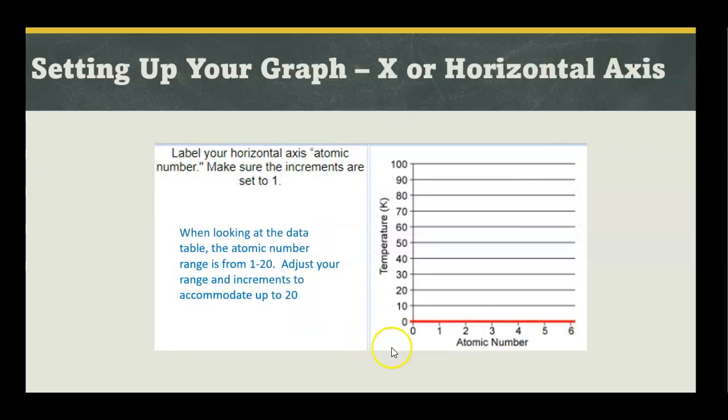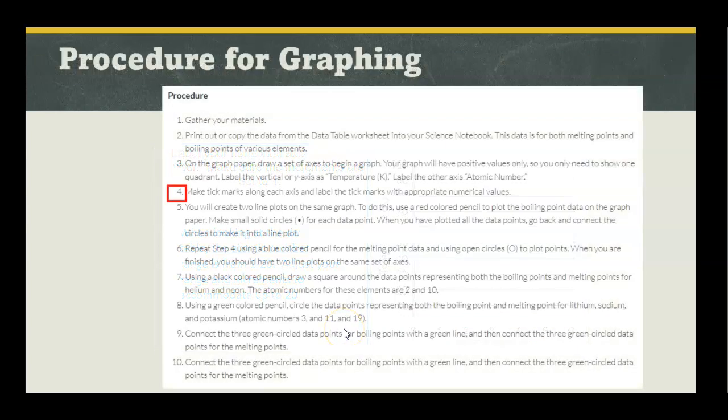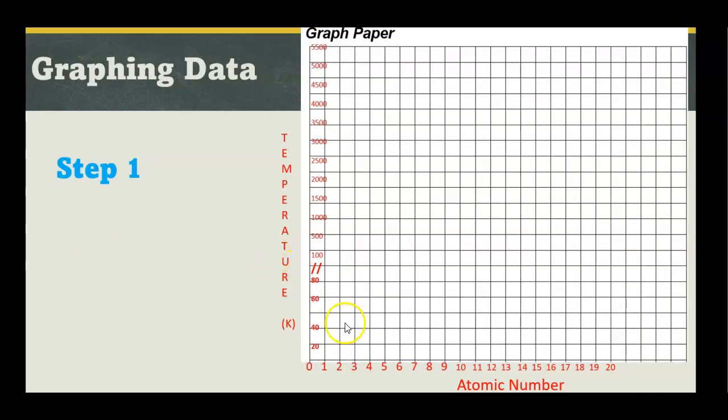And then easily, I said again, going across 1 through 20 for the atomic number. So that part's very easy. All right, so you want to make those tick marks. Here is what that's going to look like.